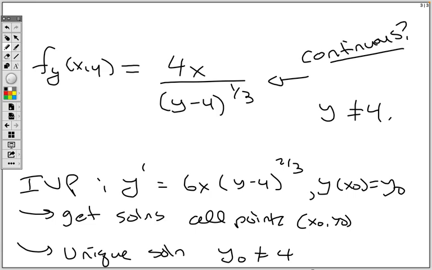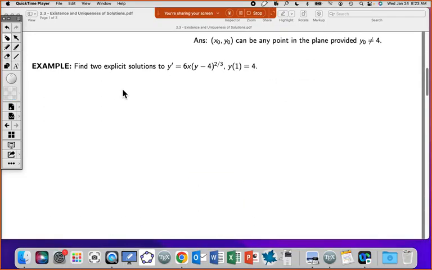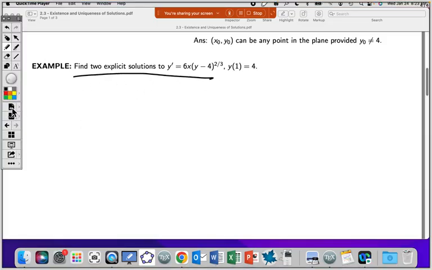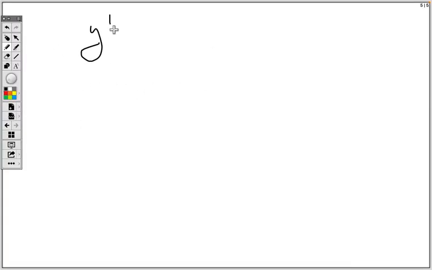Now, if y naught is equal to 4, that doesn't necessarily mean we get more than one answer, but it means that there's a possibility we get more than one answer. And of course, in this particular case, I've rigged things so that we do get 2 answers. So just to show you that, find 2 explicit solutions to this differential equation. So let's go ahead and do that. Y prime equals 6x times (y minus 4) to the 2/3.